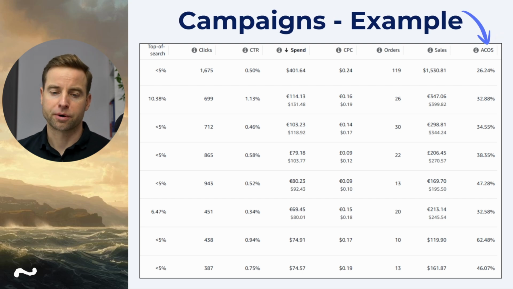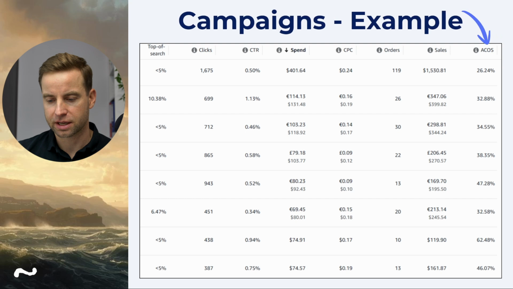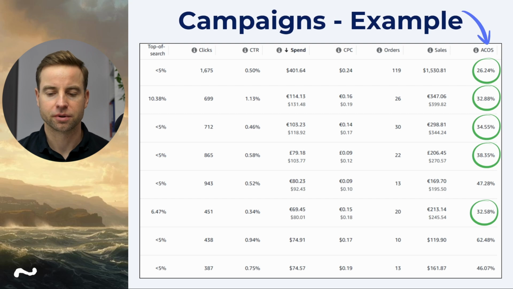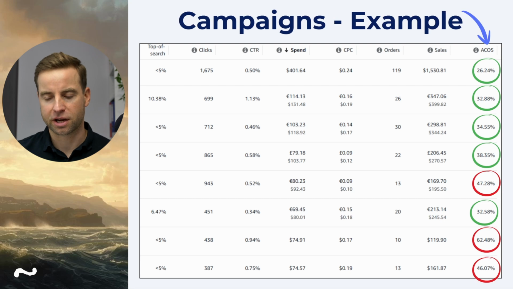So if we know that our break-even ACOS is 41%, anything that's below means that these campaigns are profitable, which means that we are spending $1 to earn more than $1, right? We are printing money, if you will. And the lower the ACOS is, the more profitable that campaign is. On the flip side, anything above the break-even threshold means that these campaigns are unprofitable.